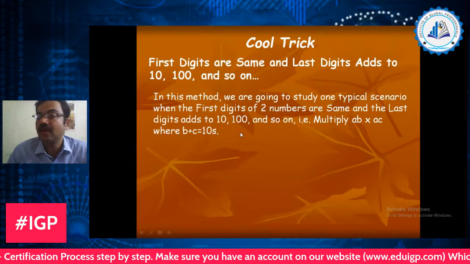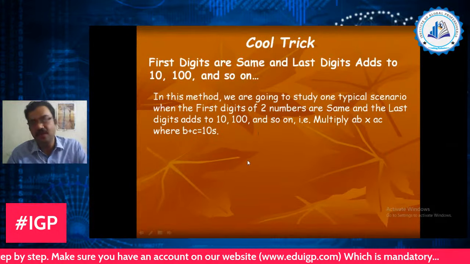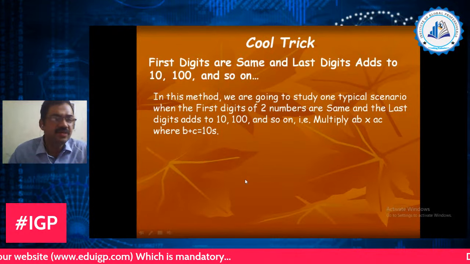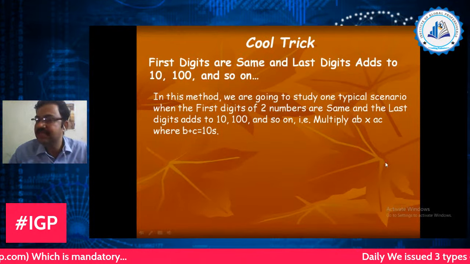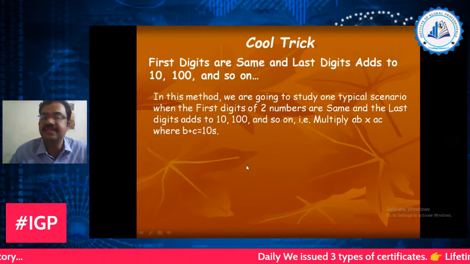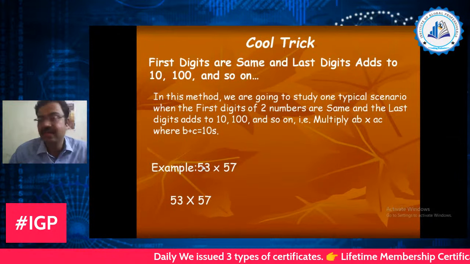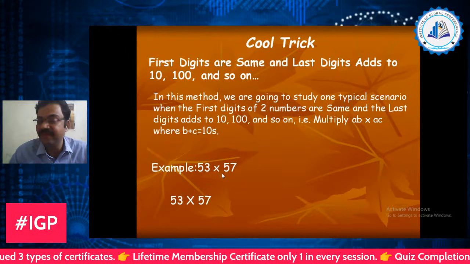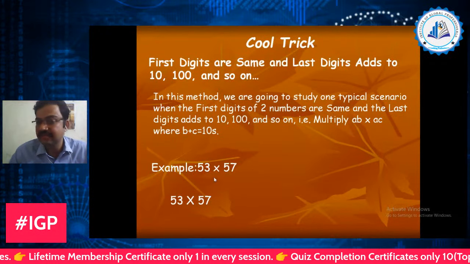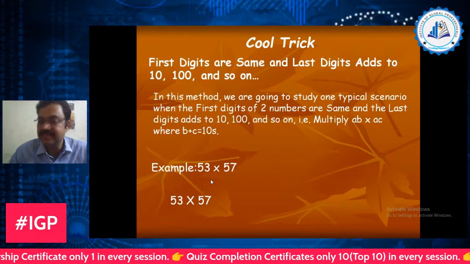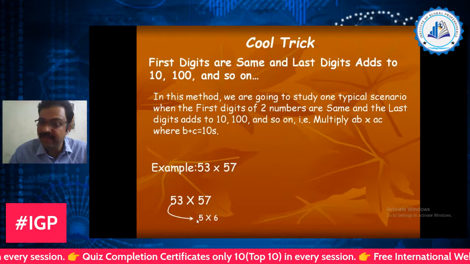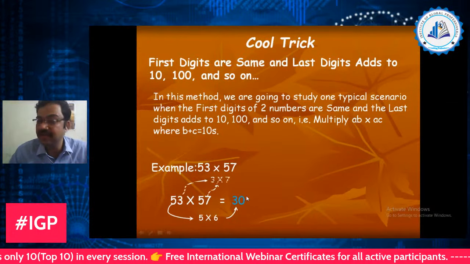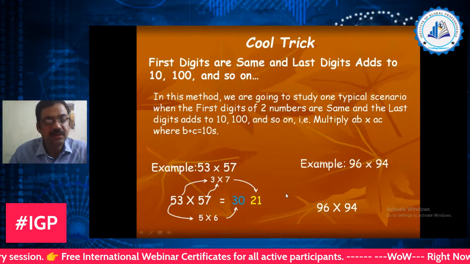In this method, we are going to study one typical scenario when the first digits of two numbers are the same and the last digits add up to 10, 100 and so on. That is, multiply AB by AC, where B plus C is 10. Now we take the example 53 multiplied by 57. The first digit of each number is 5, and the sum of the second digits, 3 plus 7, is 10, so this method is applicable. First we multiply 5 by one more digit, 6, we get 30, and then we multiply 3 by 7, we get 21. Very easy.